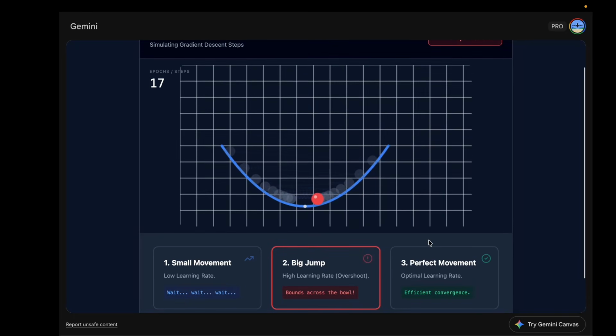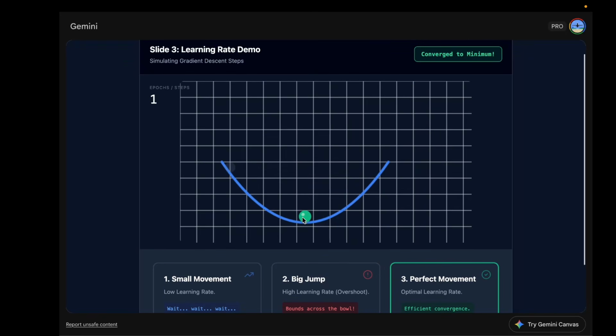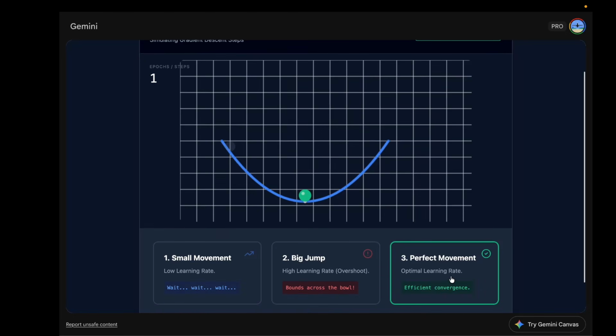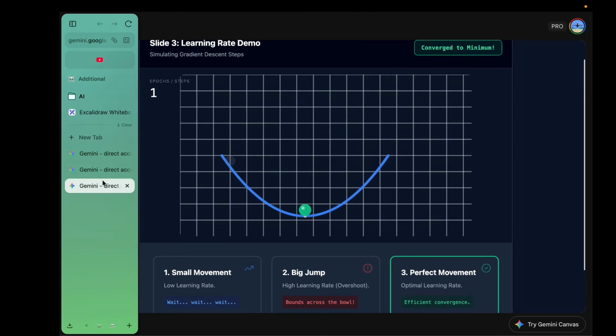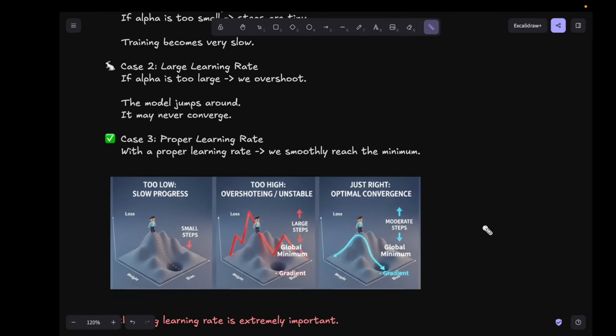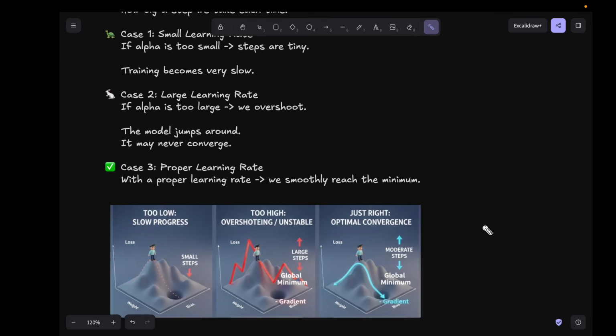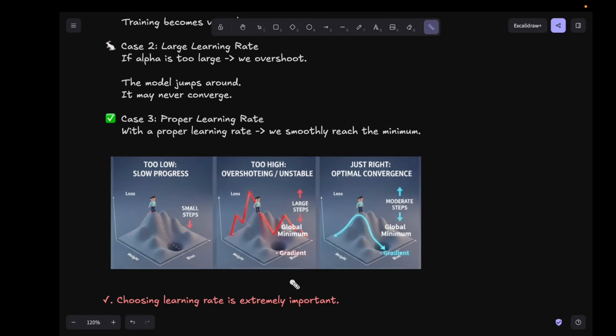And then if we click the perfect movement, you see it came to the lowest point in just one step. You see it comes in one step, discovers the minimum. So it is the optimal learning rate, and it is the efficient convergence. So we should get the perfect learning rate for a model so it doesn't overshoot anything. Choosing a learning rate is extremely important, because without choosing it properly, we diverge from our target.